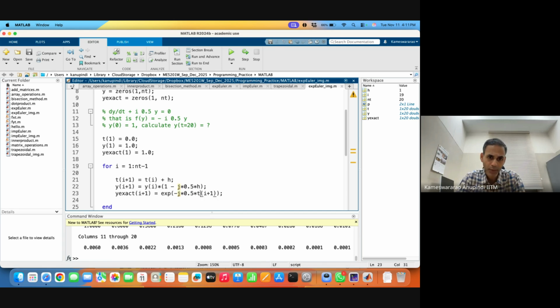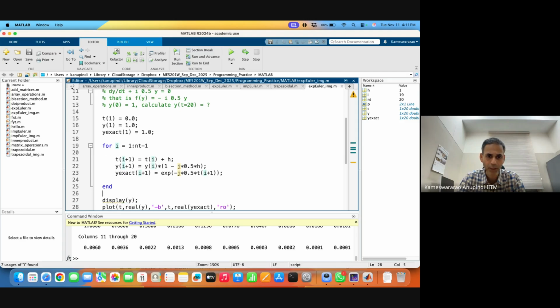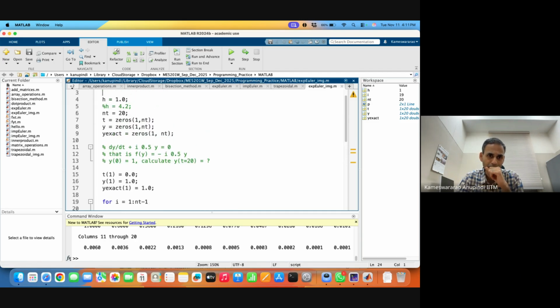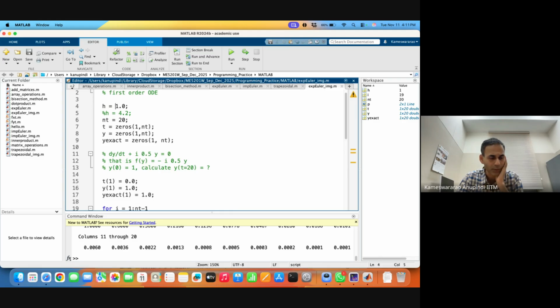So y exact is there, which is basically e to the power minus j times 0.5 t. Here j is square root of minus 1, so j is actually my i, because I'm already having i used as j in MATLAB. Let us try solving this. This is with h equals 1. So this is basically for the stability limit.